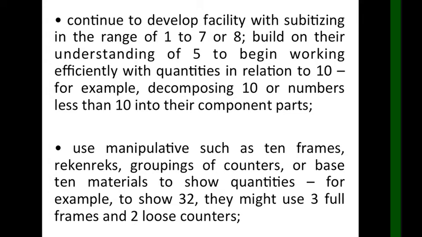They continue to develop facility with subitizing in the range of 1 to 7 or 8. They build on their own understanding of 5 to begin working efficiently with quantities in relation to 10, for example, decomposing 10 or numbers less than 10 into their component parts. They use manipulatives such as 10 frames, rekenreks, groupings of counters, or base 10 material to show quantities. For example, to show 32, they might use 3 full frames and 2 loose counters.